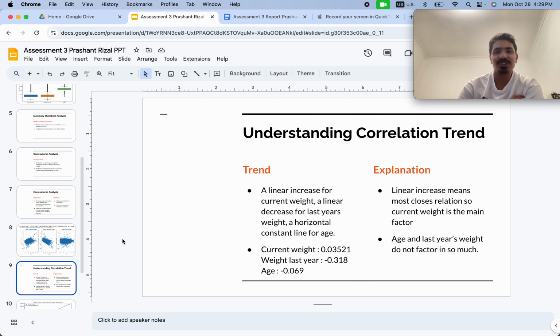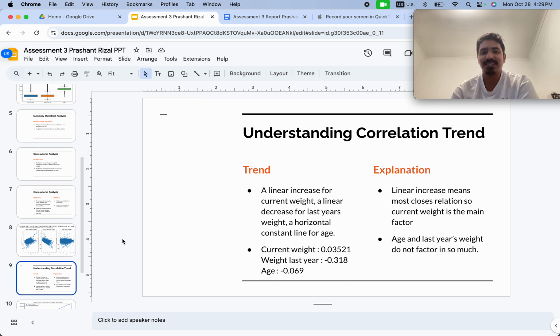And let's try to understand the correlation trend. So a linear increase for current weight, a linear decrease for last year's weight, and a horizontal constant line for age, like I just mentioned. So the current weight correlation factor was 0.035. The weight last year's correlation factor was -0.318. And the age was -0.069. So we can see the most correlated factor was the current weight, and looking at the graph as well, we can see a positive linear increase. So the trend is showing it's mostly correlated to the difference in the weight factor.